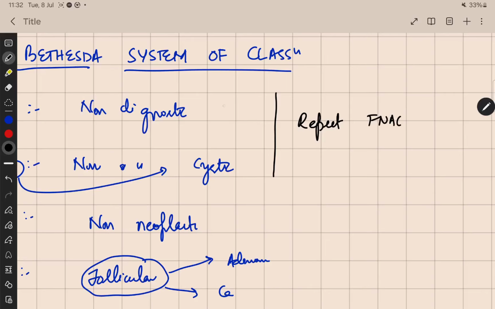Suppose this FNAC was blind, that is not under visualization or any ultrasound. So if we get Thy 1 or Thy 1C, then we have to repeat FNAC by ultrasound guided. Otherwise there is no use.